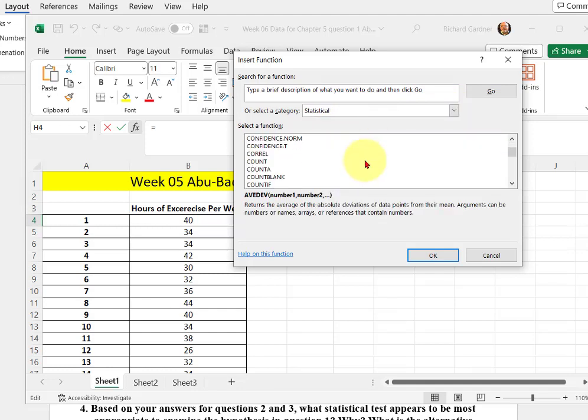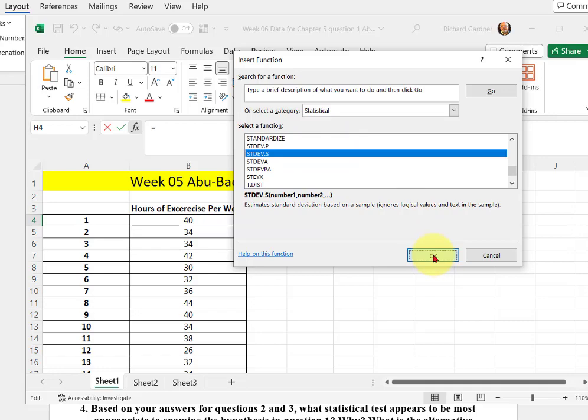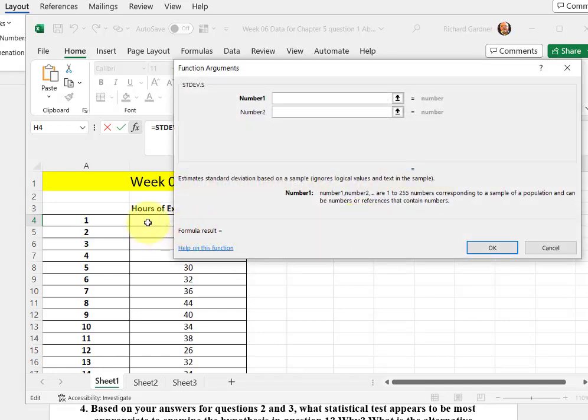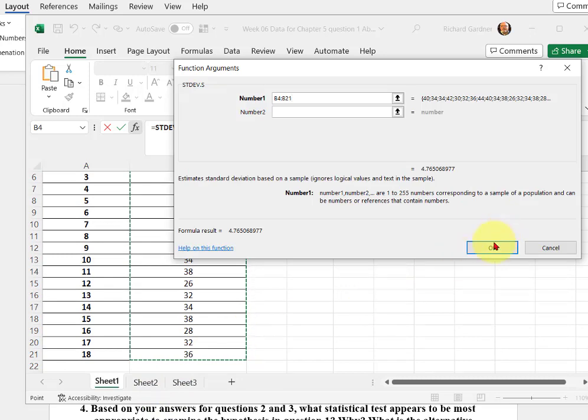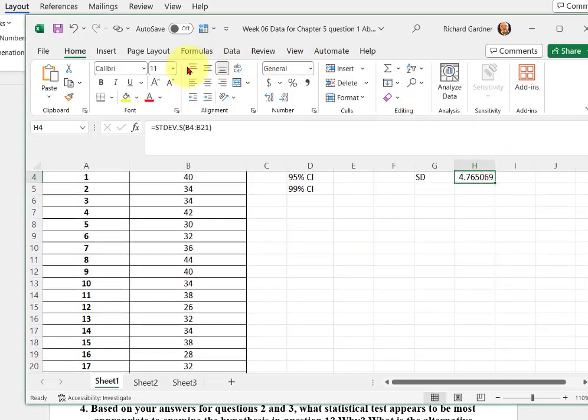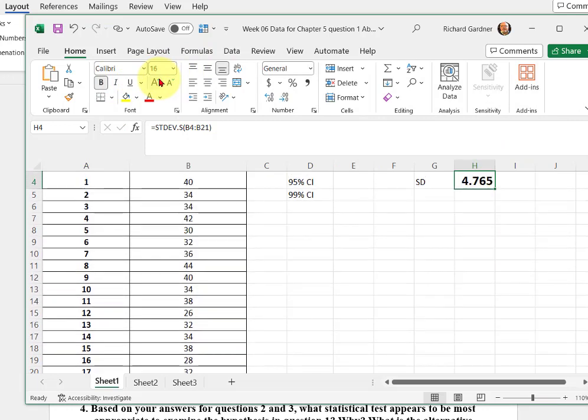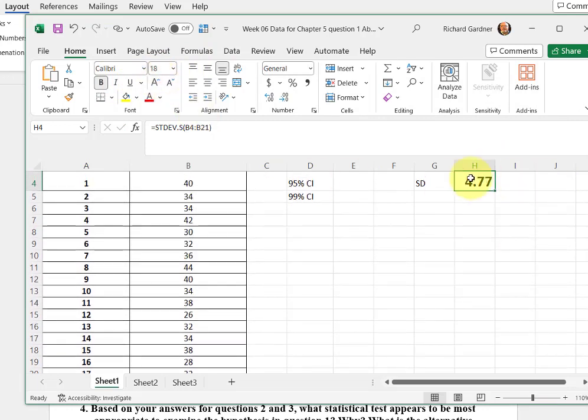We're going to go statistical, St. Dev S. Where are you? St. Dev S. There you go. Of this data, and that is it. I'm going to make it big. Okay, so now I could go back here.